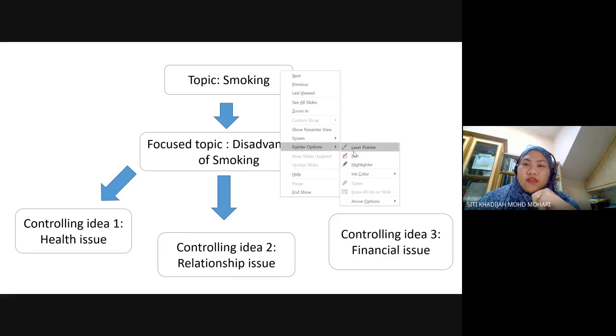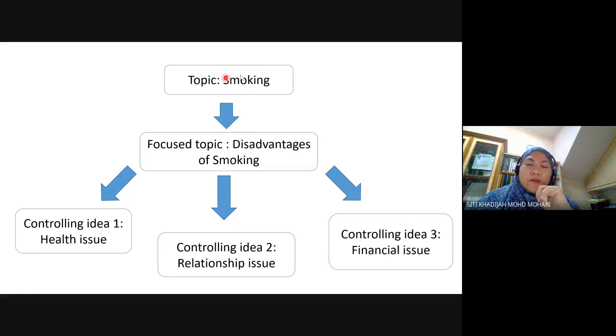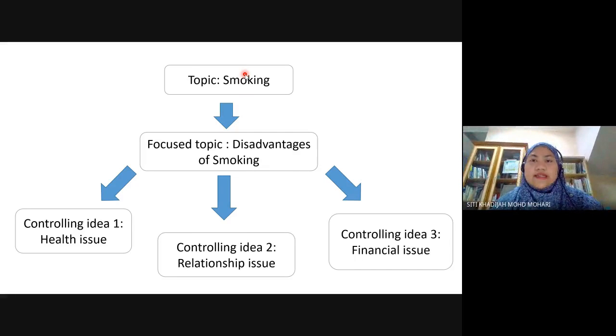So we have a topic. A topic could be anything and everything under the sky. So it could be smoking, saving money, exercising. And then later on, we are going to focus the topic. We could talk about advantages, disadvantages, or we could talk about the ways, categories, types, causes, impacts, or the effects and whatnot. So there are so many things that we could focus on.